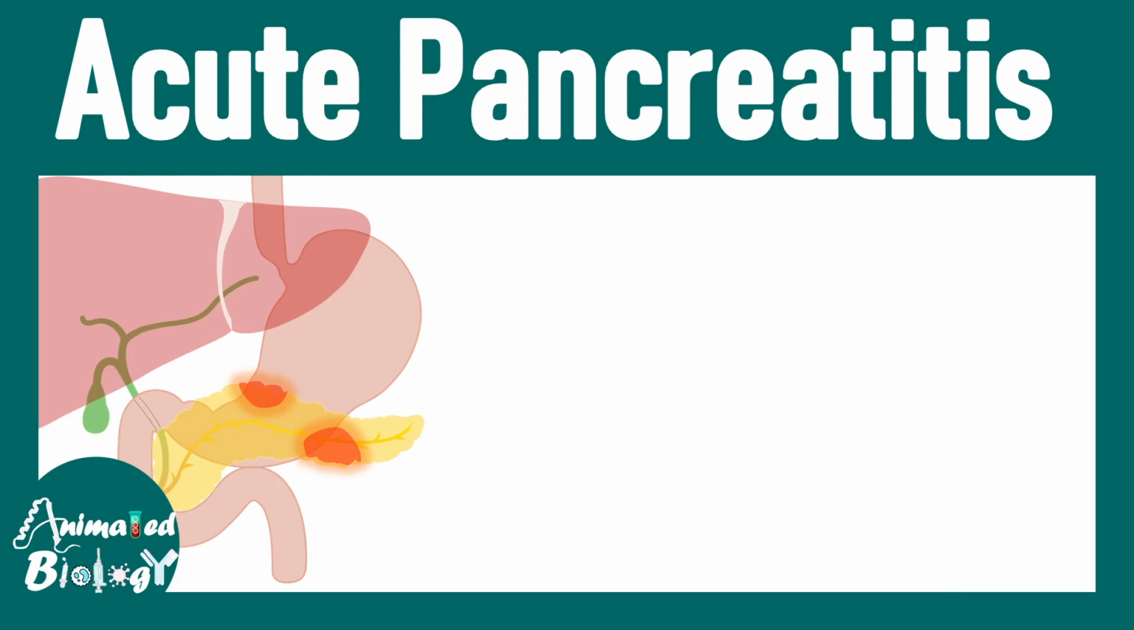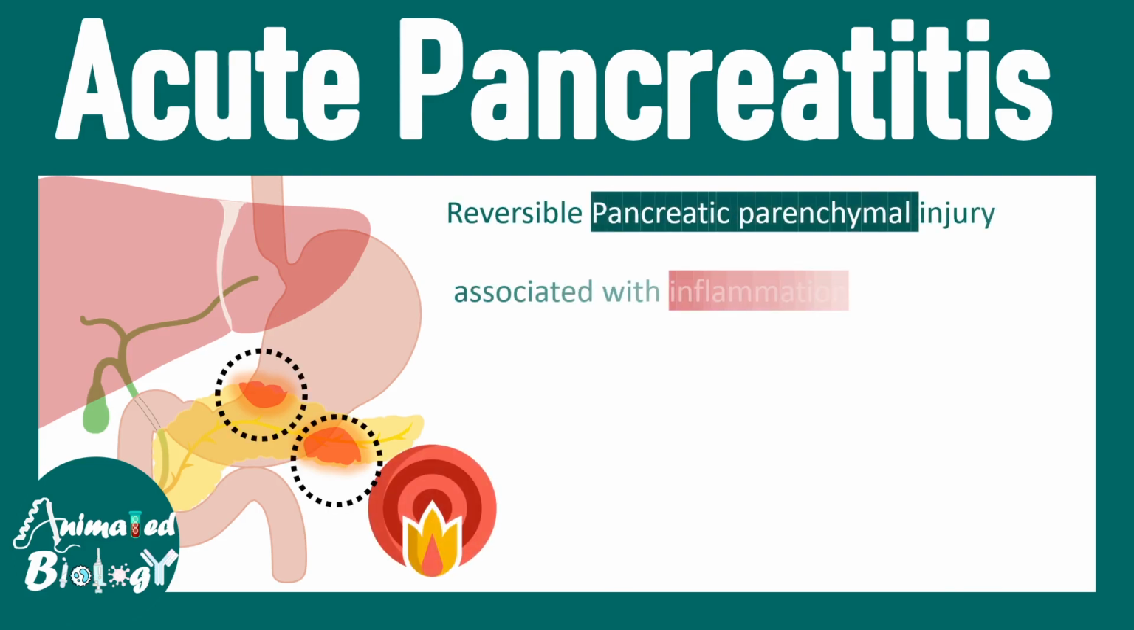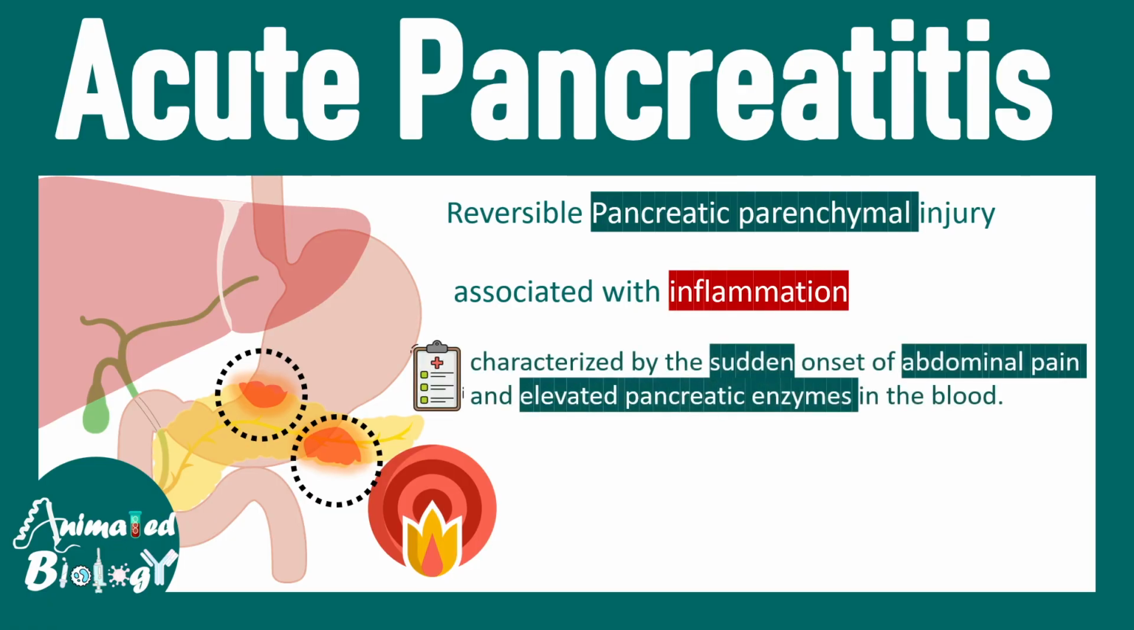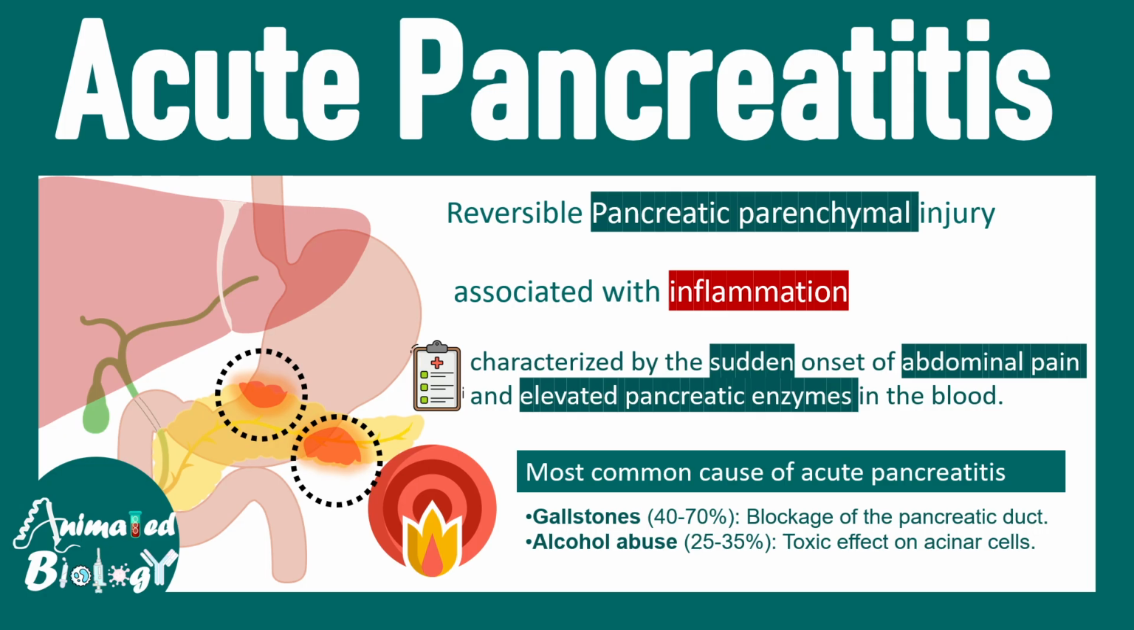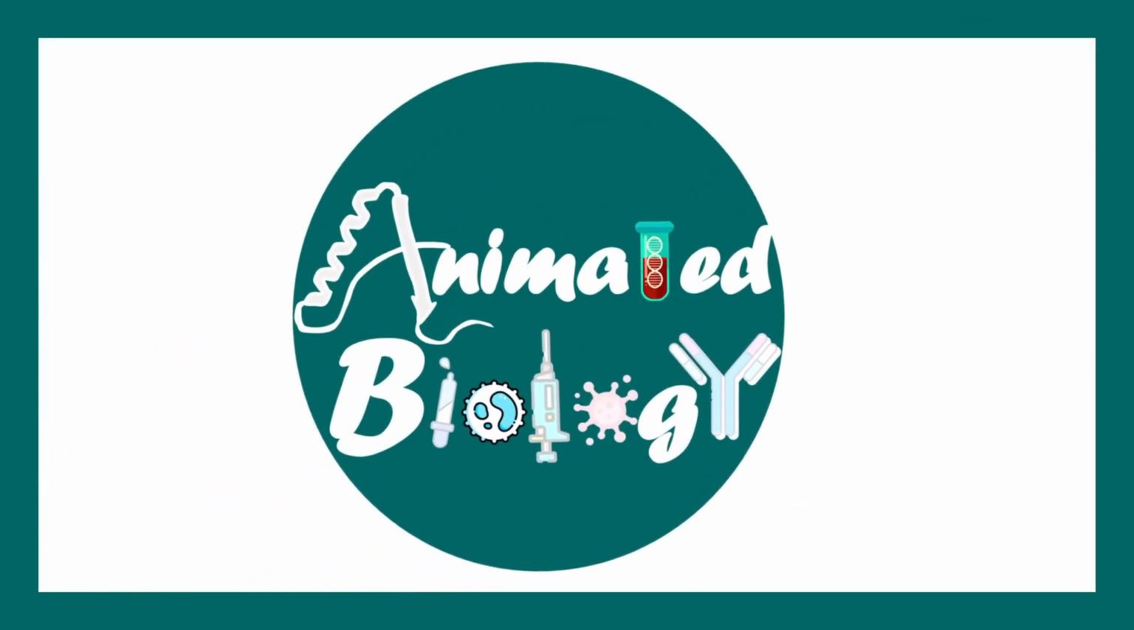In this video, we'll talk about acute pancreatitis, which is a reversible pancreatic parenchymal injury associated with inflammation. In acute pancreatitis, there is a sudden onset of abdominal pain and abnormal elevation of pancreatic enzymes in the blood. The most common causes of acute pancreatitis are either alcohol abuse or gallstones. In this video, we are going to talk about the pathology in detail, so stay tuned till the end.